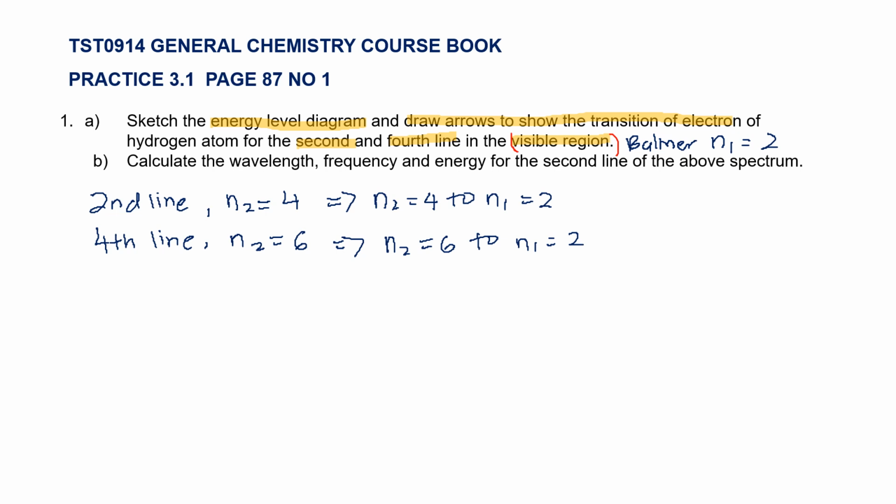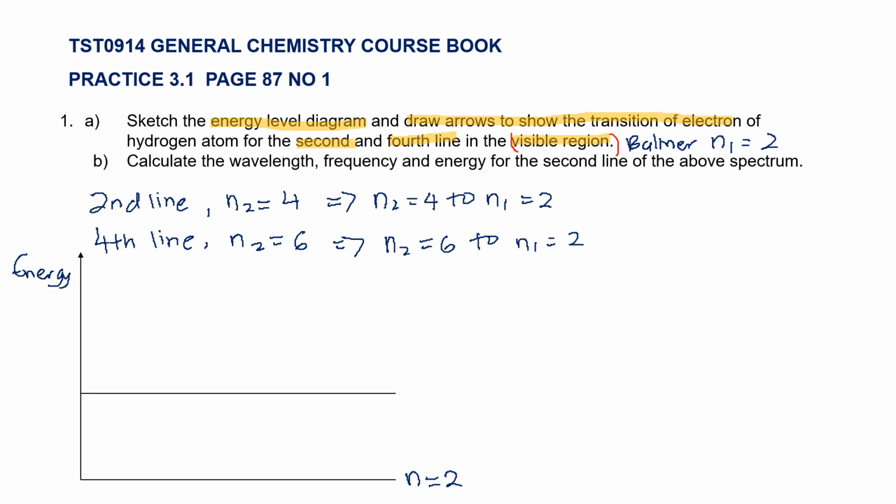The energy level diagram is a graph where we have energy, so we label here energy, versus the ground state. The ground state of Balmer just now is N equals 2. Before we can go to the second line, we have to draw the first line. The first line is N equals 3, and then we go to the second line, which is N equals 4.